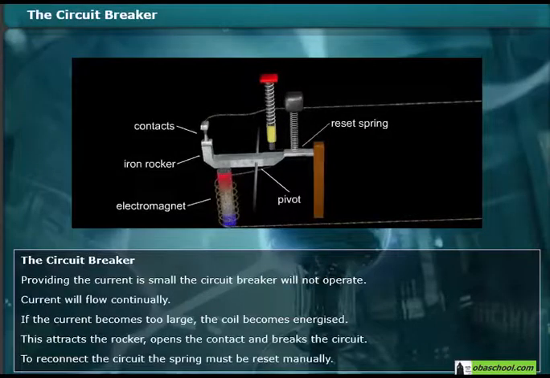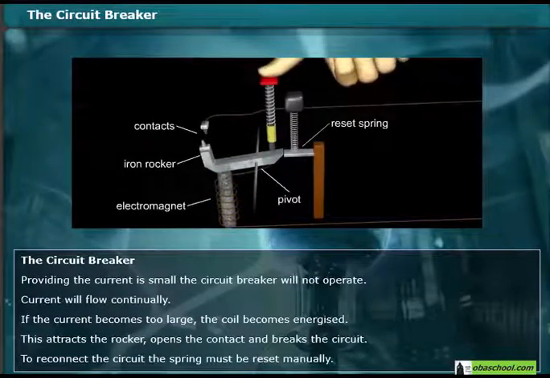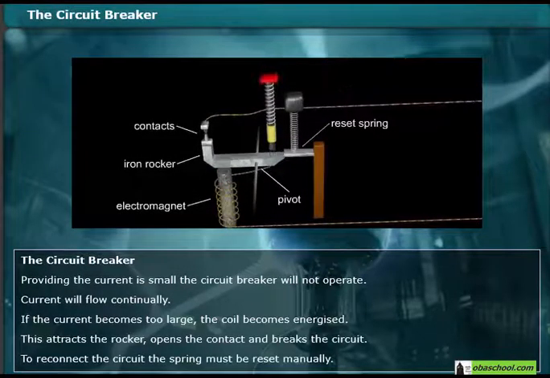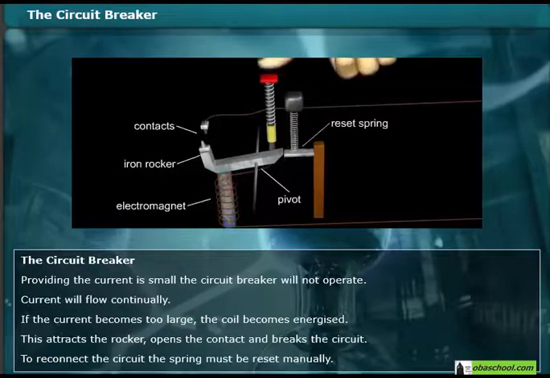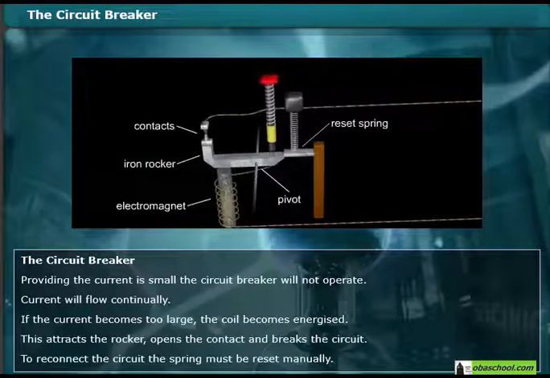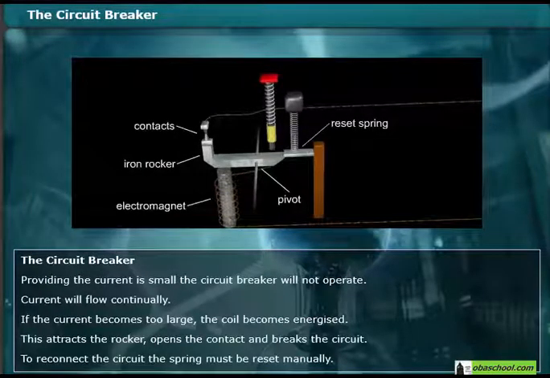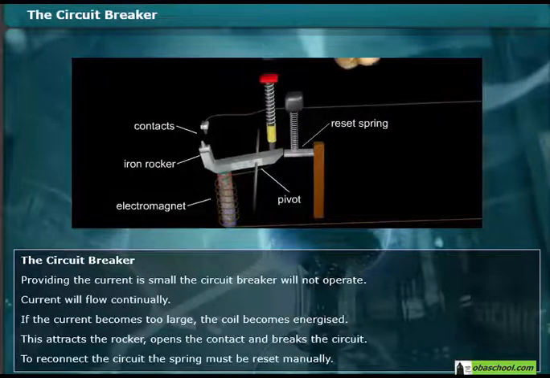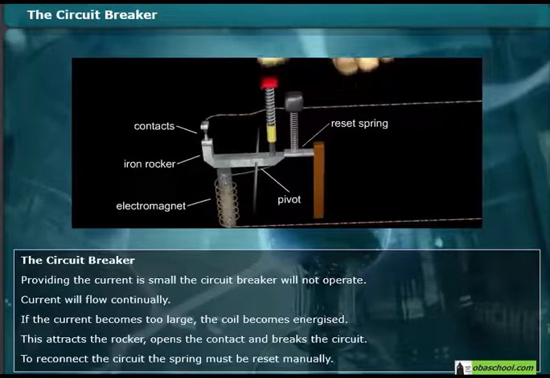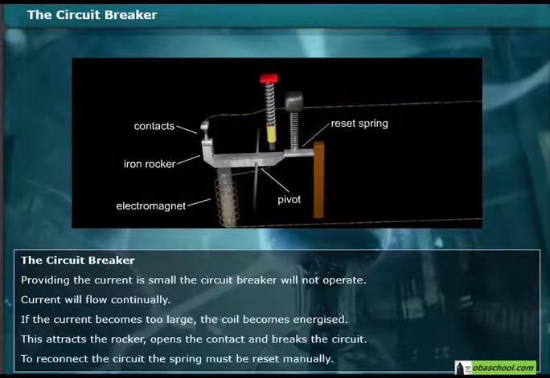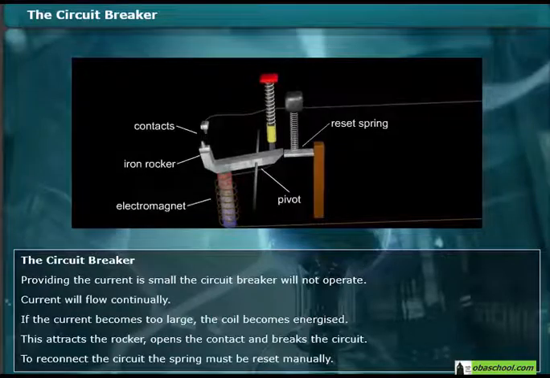The circuit breaker. Providing the current is small, the circuit breaker will not operate. Current will flow continually. If the current becomes too large, the coil becomes energized. This attracts the rocker, opens the contact and breaks the circuit. To reconnect the circuit, the spring must be reset manually.